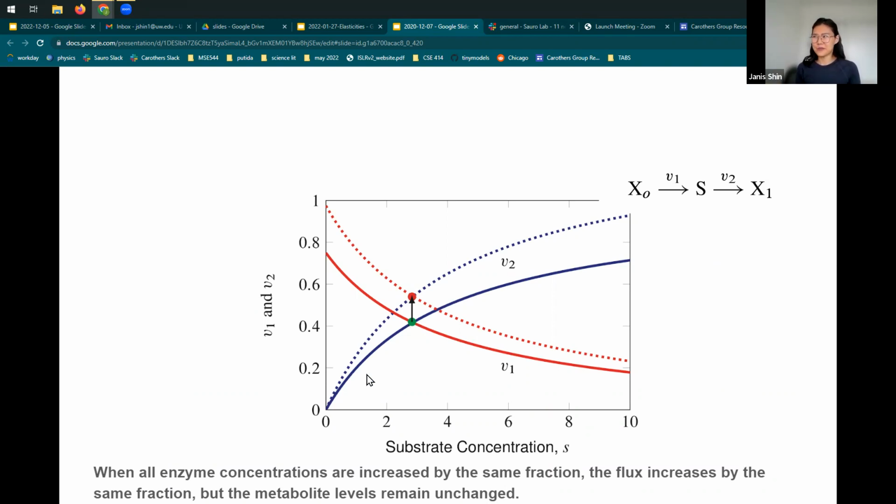All right. And this observation is true independent of pathway complexity. Even though I gave you an example for a linear pathway, it works for all pathways.